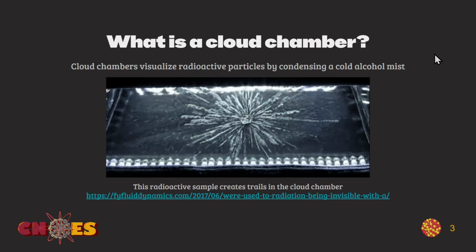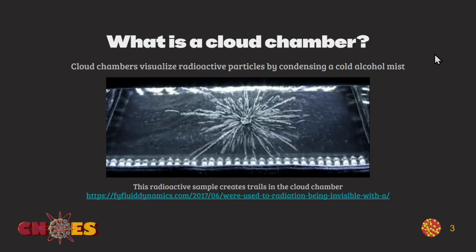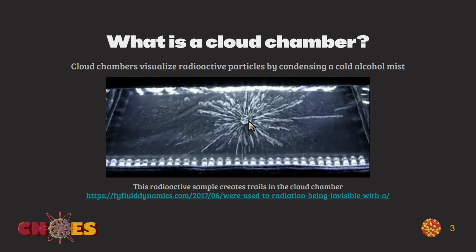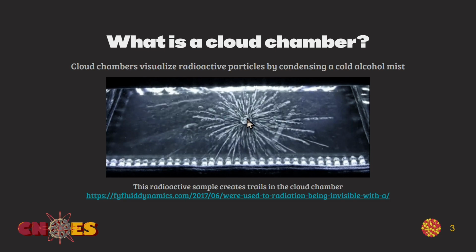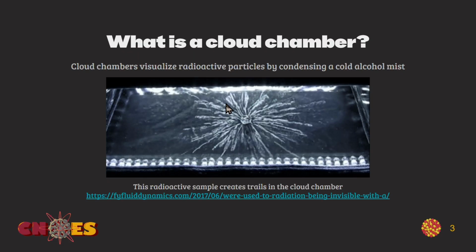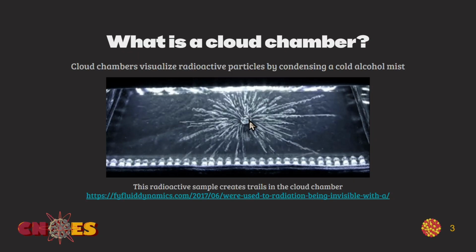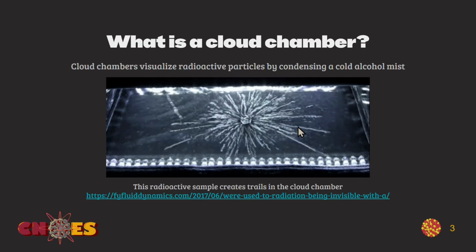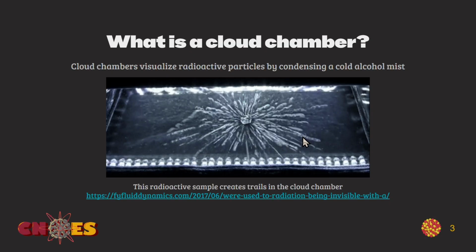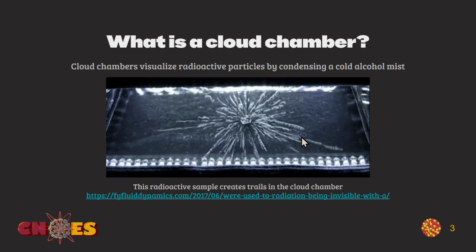So, what is a cloud chamber? Cloud chambers visualize radioactive particles by condensing a cold alcohol mist. So down here you have a radioactive sample on a cold plate with an alcohol mist that's suspended over that plate. Now this is probably a little chunk of uranium ore, and you can visually see the radioactive trails coming off of this ore. Yeah, so it's quite an interesting device that lets you visualize these sorts of things.